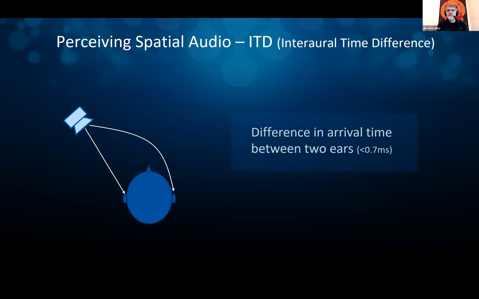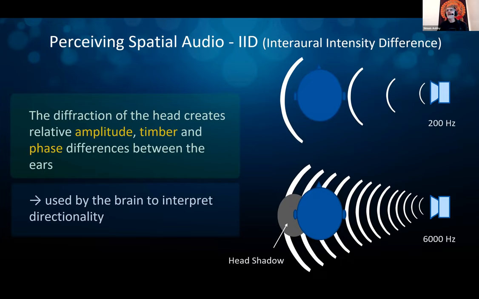And that difference is not even a millisecond. It's really fast, but that's enough for the brain to pick up directionality with that information. The other aspect is the IID, interaural intensity difference, and sometimes it's referred to as ILD, level difference, but same thing overall. It's basically the head shadow effect: one ear will have its sounds change, with a different amplitude, different timbre and phase at various frequencies, especially at high frequency.